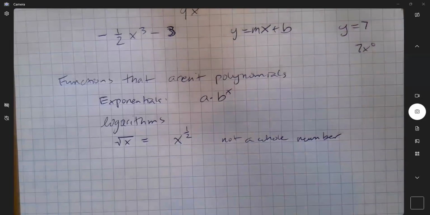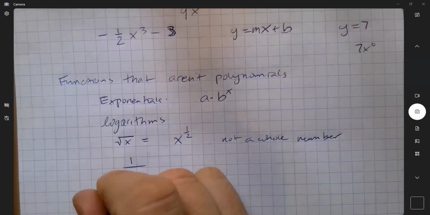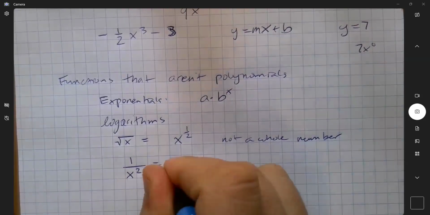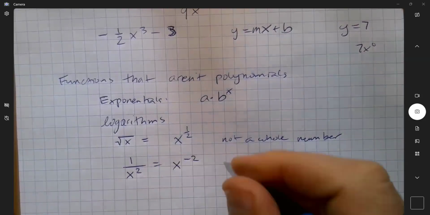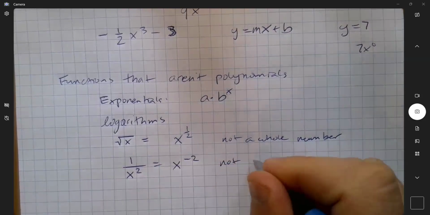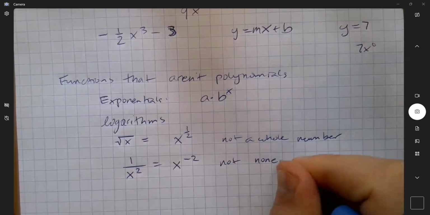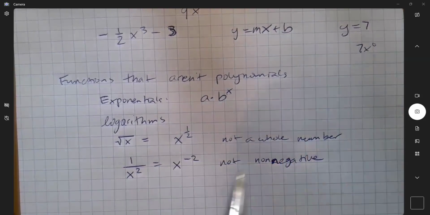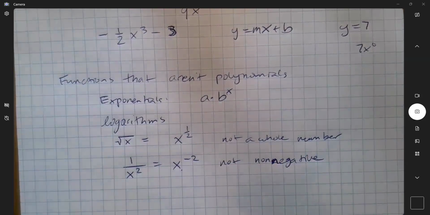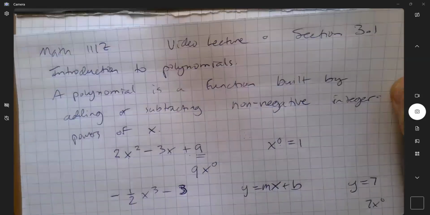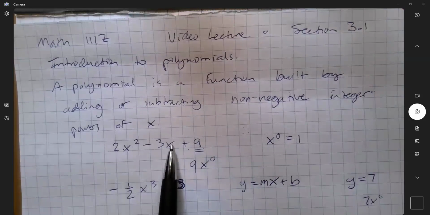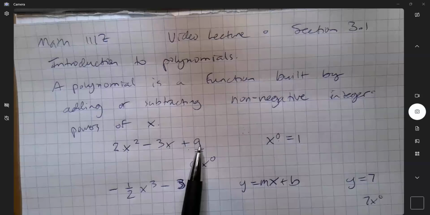And functions where there's a term in the bottom, not a polynomial. Now I could write that as x to the minus 2, but this is not non-negative, right? It's not 0 or more. So again, it's not a polynomial. So you'll know you have a polynomial if all your terms are positive whole number powers of x, potentially with a constant term.